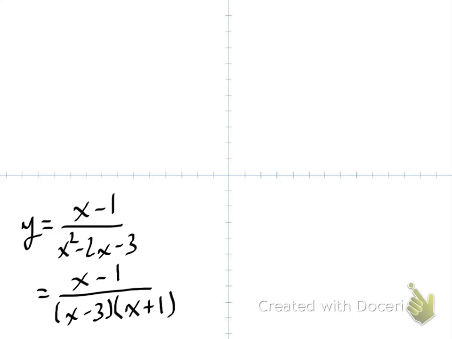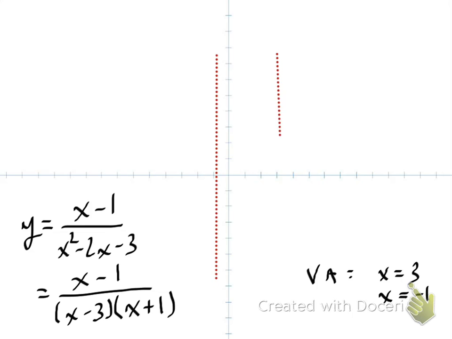That means my vertical asymptotes are at x equals 3 and x equals, excuse me, negative 1. So there are my vertical asymptotes right there. Let me see if I can sketch those in here. x equals negative 1. There we go. That's not too bad. And then x equals 3. That's about right there.